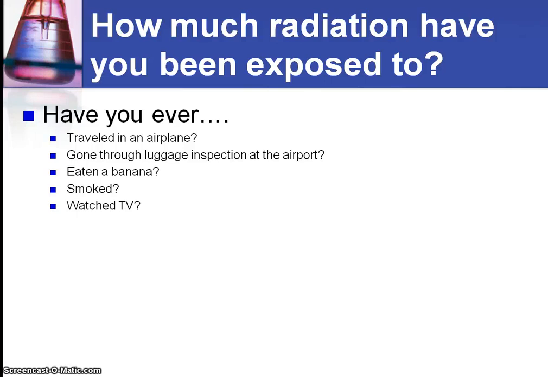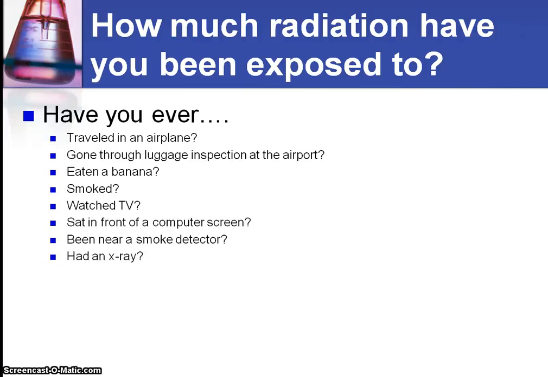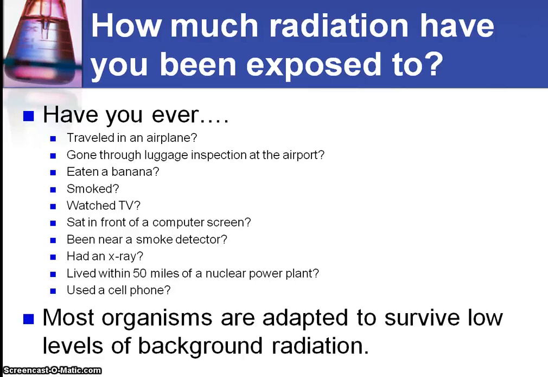Smoking causes radiation. Anything electronic. Smoke detectors, we said, has radiation, x-rays. That's why they put that big heavy apron on you. Living within 50 miles of a power plant, which we actually do. We live within 50 miles of Sharon Harris. Using a cell phone emits radiation, so all these things do. But the good news is we've adapted so that a little bit of radiation doesn't hurt us. So don't have any nightmares or anything. None of this is going to kill you.